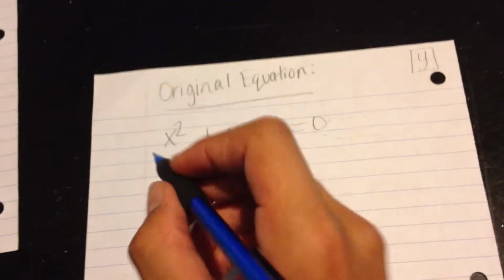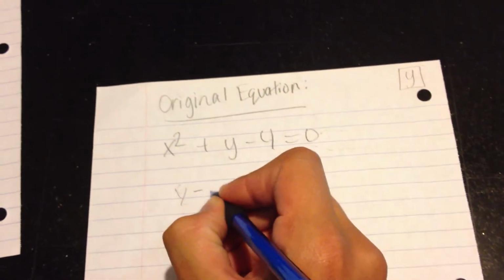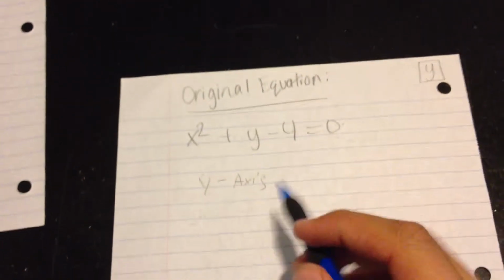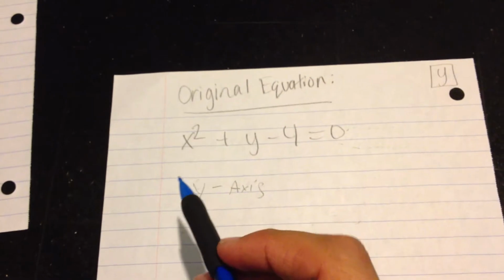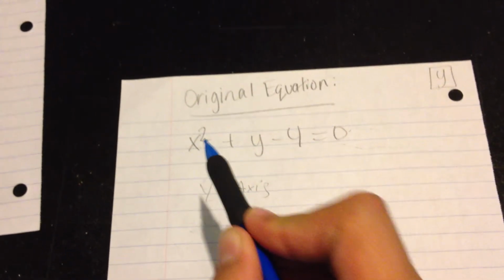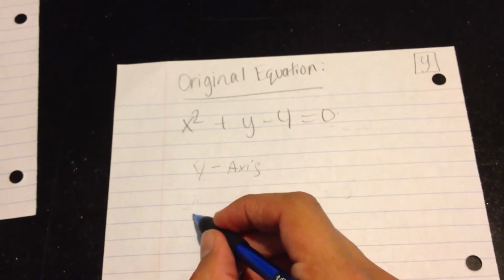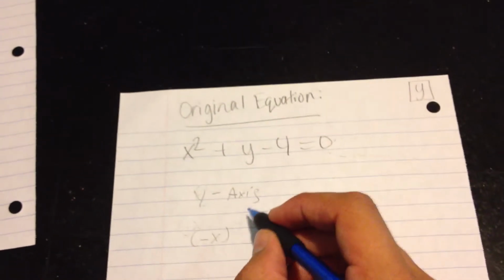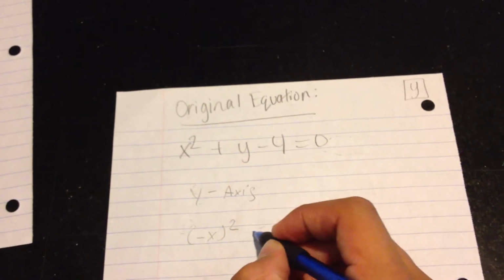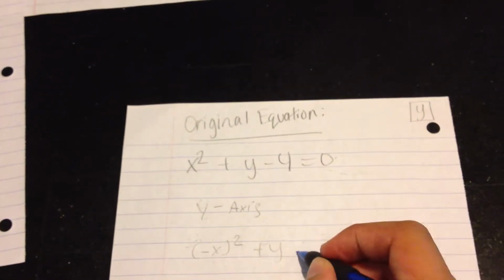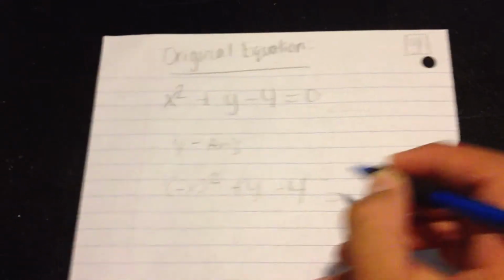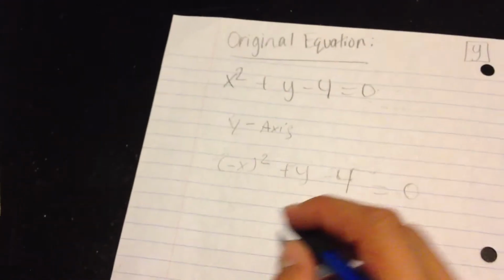Now next I will test for y-axis symmetry. In this case, what I'm going to do is replace any x's with negative x in this equation. So right there we'll have negative x, squared, plus y minus 4 is equal to 0.